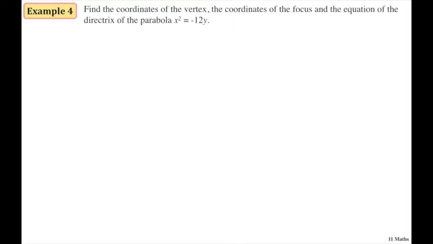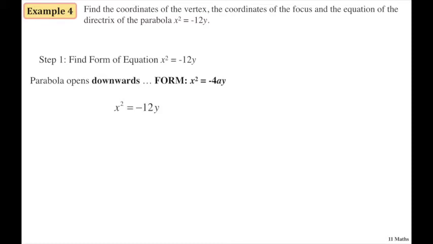Let's try our next example. Find the coordinates of the vertex, the coordinates of the focus, and the equation of the directrix of the parabola x squared equals minus 12y. Well, we know it's x squared equals minus 12y, so that opens downwards because there's a minus sign there. If x squared equals minus 12y matches up with x squared equals minus 4ay, because it opens downwards it has a minus sign in front of it, we can see that the minus 4a and the minus 12 match up with each other, which means a is 3.